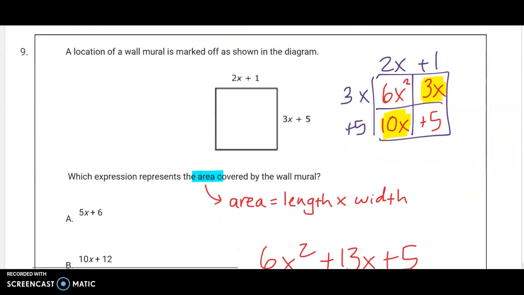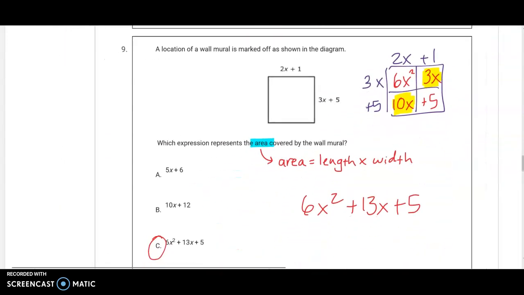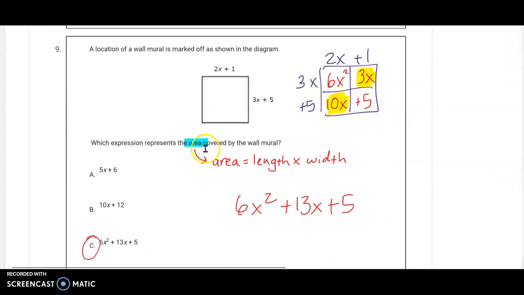Number 9 was also a multiplication problem, if you didn't know. When you're asked to find the area of something, that means length times width. So you're multiplying 2x plus 1 times 3x plus 5 to find the area of this wall mural. Same process though, multiply to get each box, combine the like terms, which I've highlighted in yellow to get 13x, and you get answer choice C.